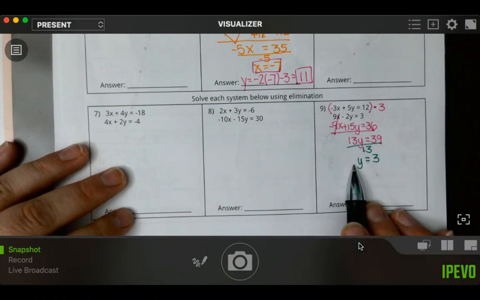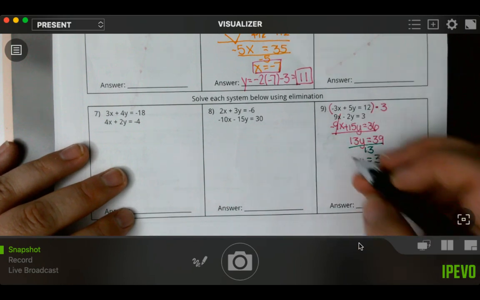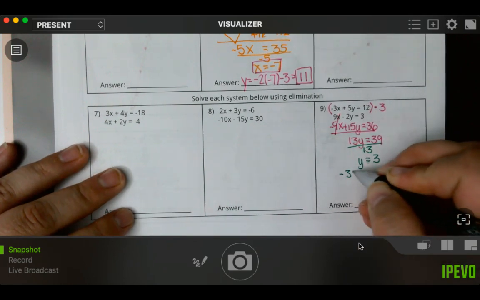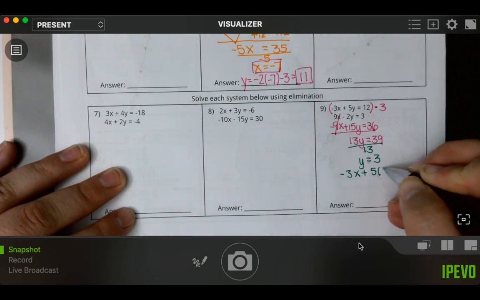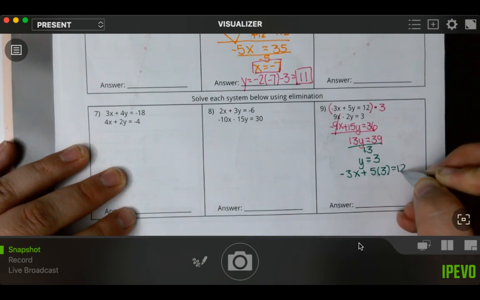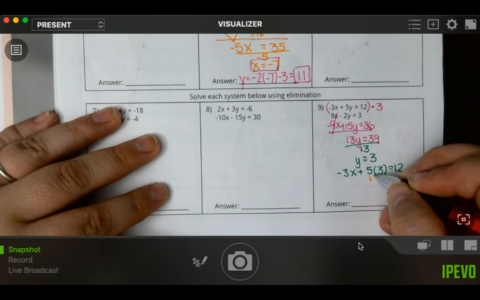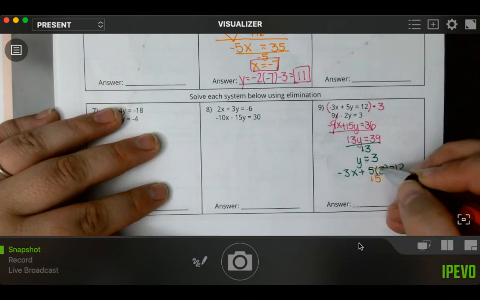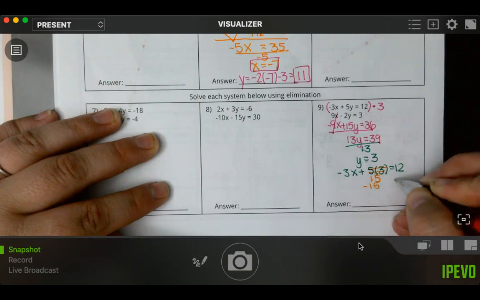Then you take this and you plug it back in. Does not matter which equation, I'm just going to pick this top one. So I'm just changing the y to 3, because y equals 3. Now, this is really just 15, right? 5 times 3. I want to get rid of it to the other side, so I'm minus 15.